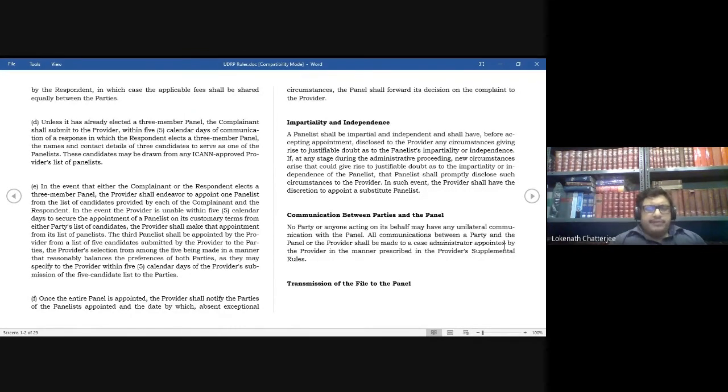Now, if it's a 3-member panel, the complainant can give its list, so essentially one from the name list provided by the complainant, one from the list provided by the respondent, and both can elect one. Now, the panel being appointed, parties can be notified.